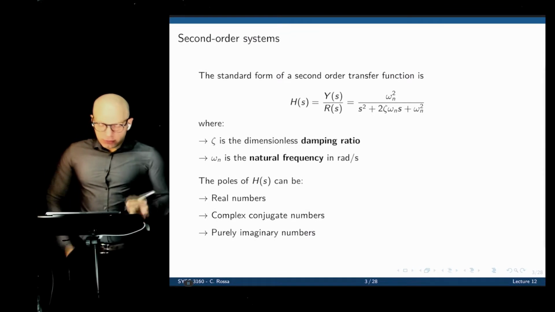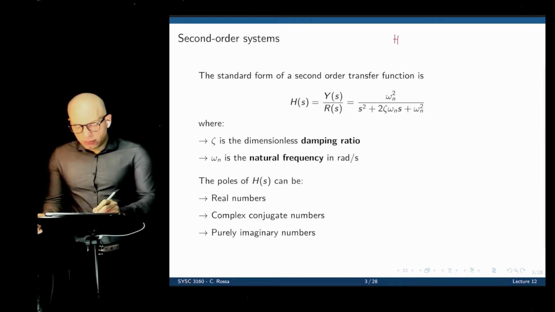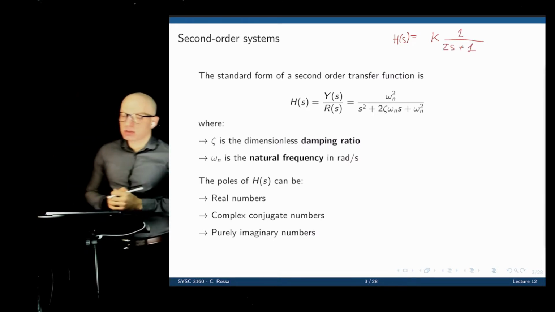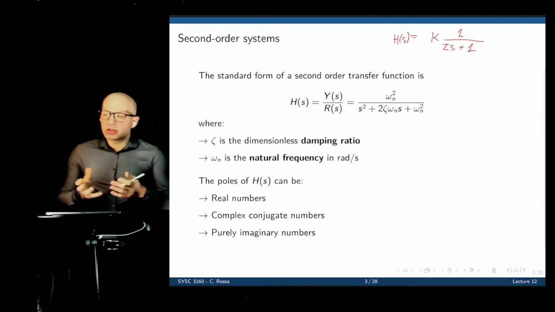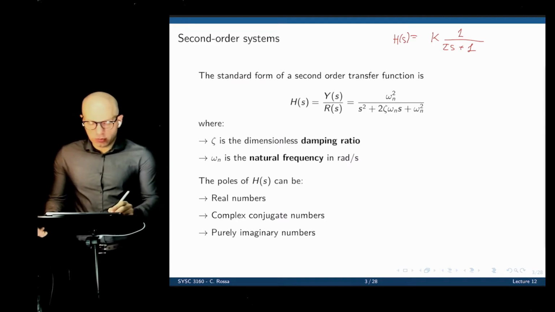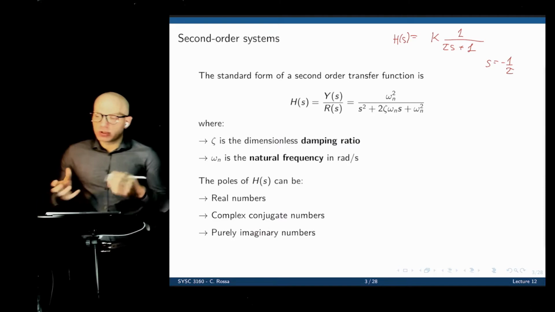You remember that for a first order system, we wrote the standard form of the transfer function as k divided by tau s plus 1, where tau is indeed the time constant, k is a constant, and here the pole of this transfer function is always negative 1 over tau, where tau is a real number.